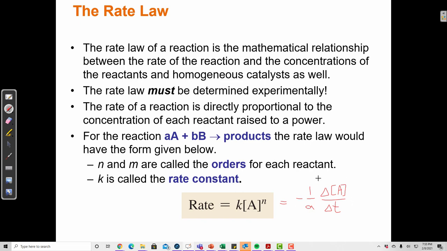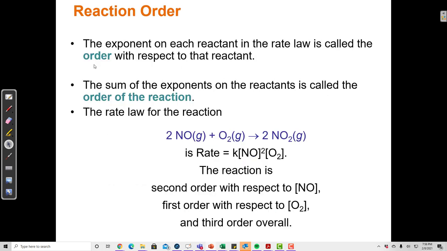So we know that the rate is equal to this value, but the rate is also equal to this value. K is a constant. This is what we call the rate constant. And n is called the order of the reaction. So if the rate is equal to the change in the concentration over the change in time, the rate is also equal to the rate constant times the concentration raised to the order of the reactant. The exponent on each reactant in the rate law is called the order, so that's little n.